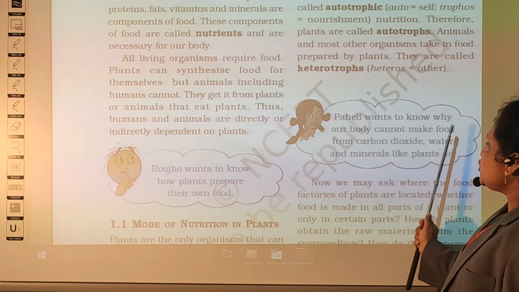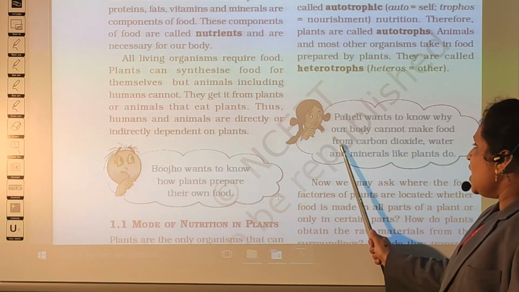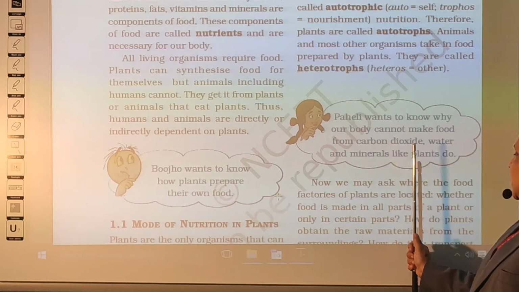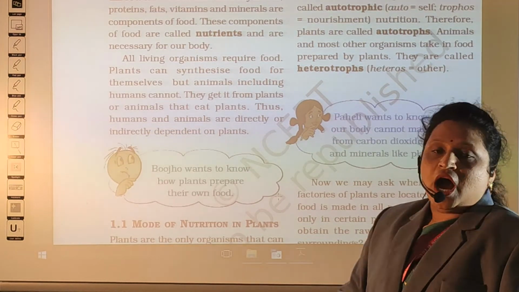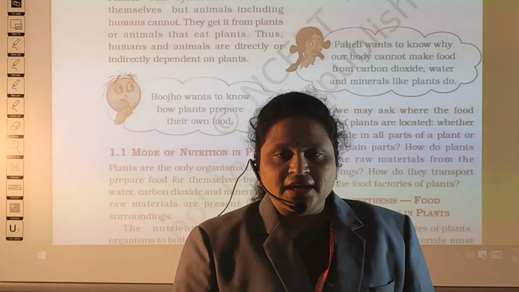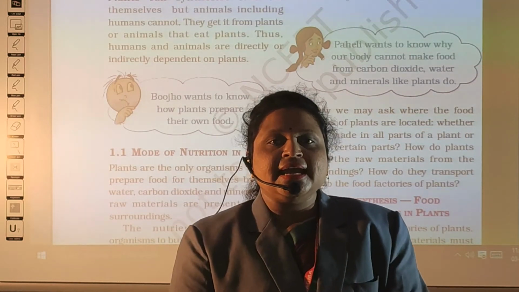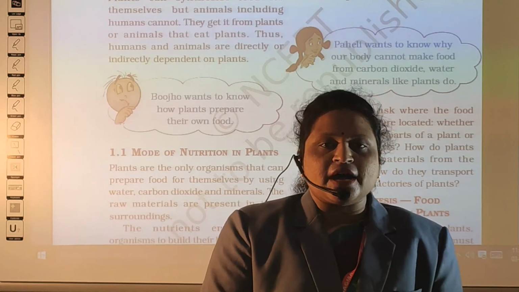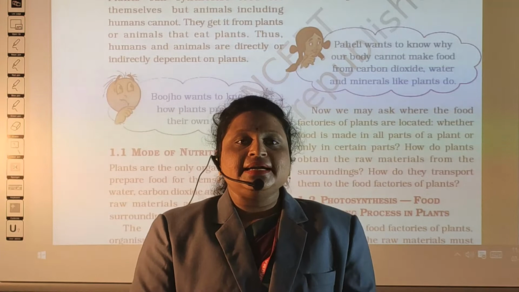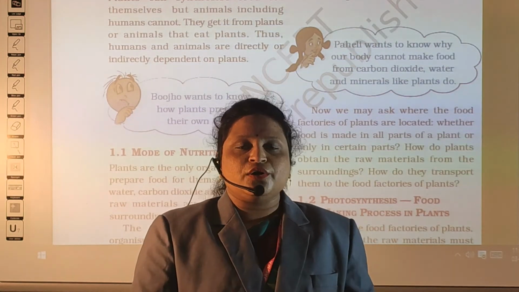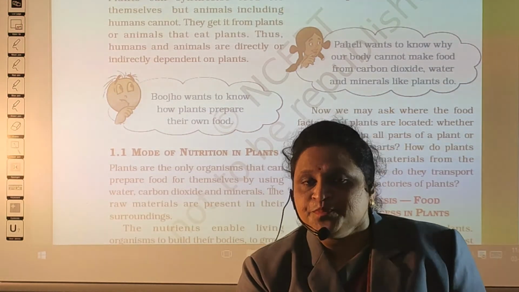Now Paheli wants to know why our body cannot make food from carbon dioxide, water and minerals like plants do. Ab jo plants kar sakte hain wo human being kyun nahi kar sakte? Because human beings take in oxygen and exhale carbon dioxide. Plants make their food by taking in carbon dioxide and exhaling oxygen.